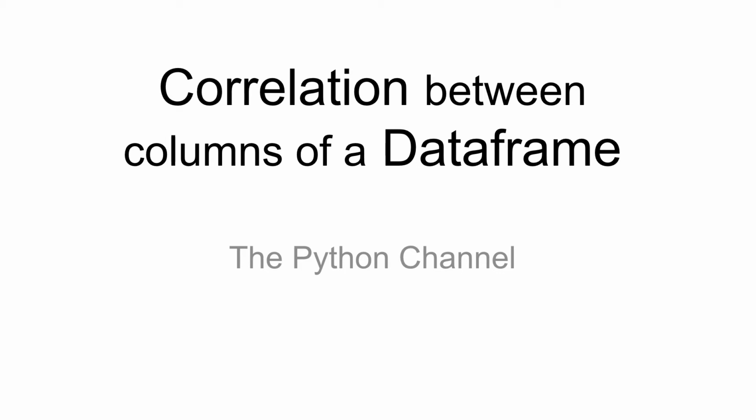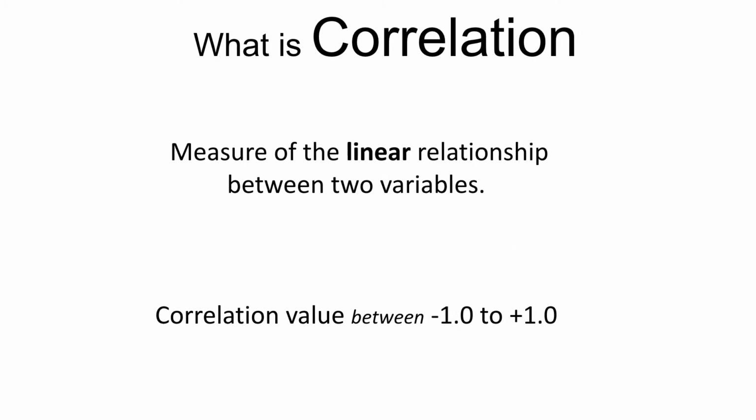In this video, we are going to look at what is a correlation and how to use the CORR function in the Pandas library to find the correlation between two variables. So what is correlation? A correlation is the measure of the linear relationship between two variables.